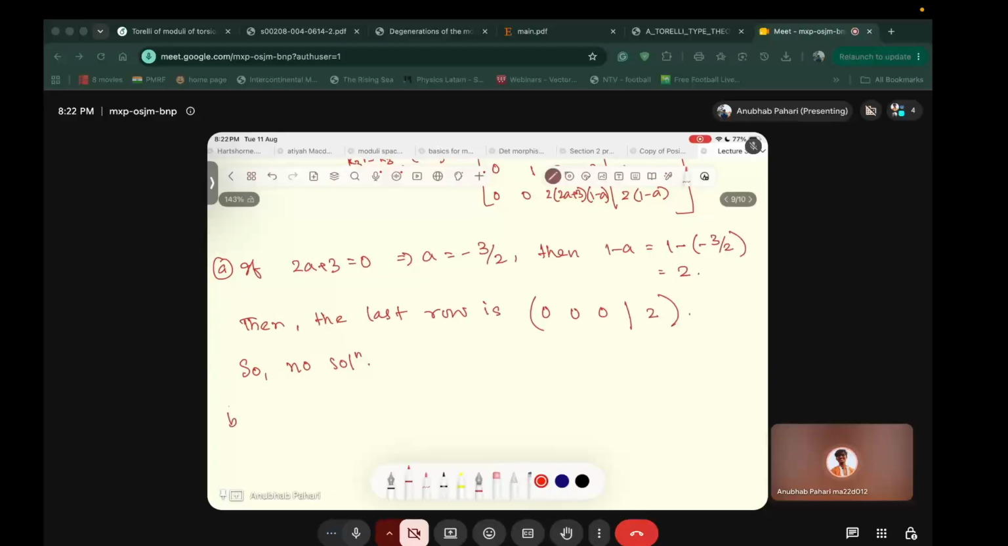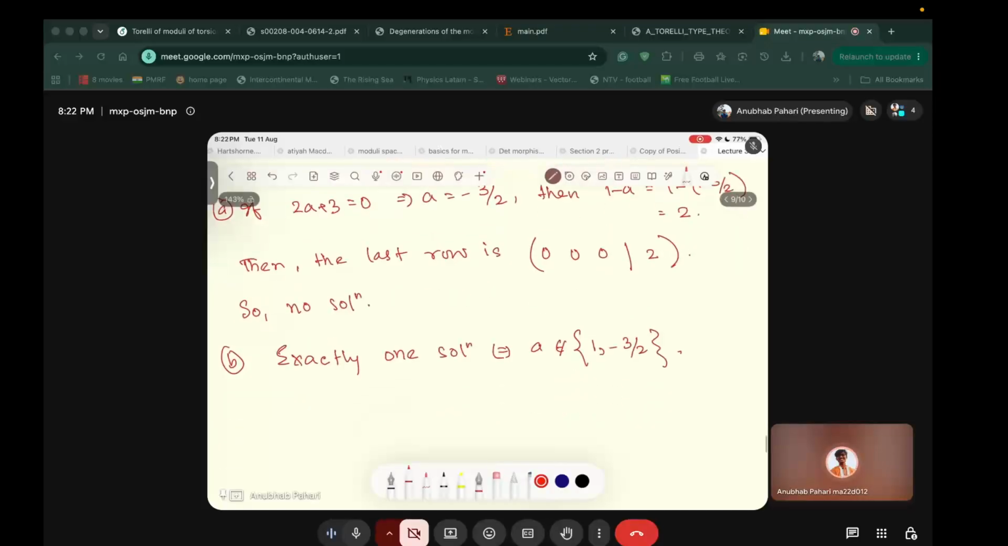The second and third, maybe I will put as an exercise. Exactly one solution: A does not belong to {1, -3/2}. And the third one is more than one solution, as A equals 1. You can try this yourself.